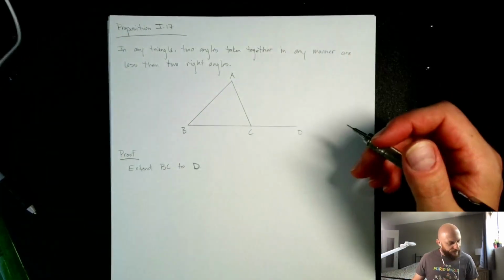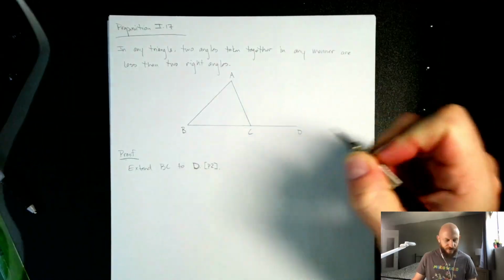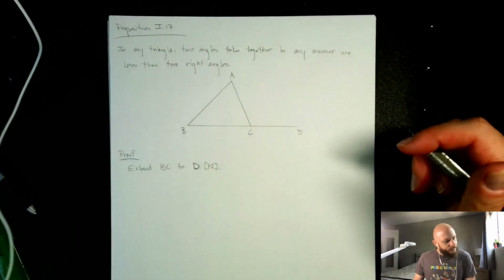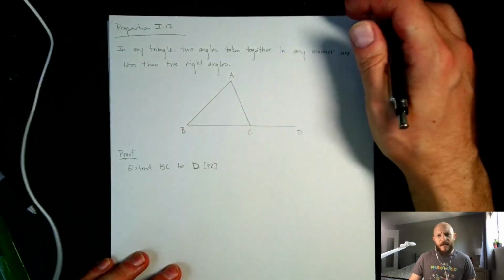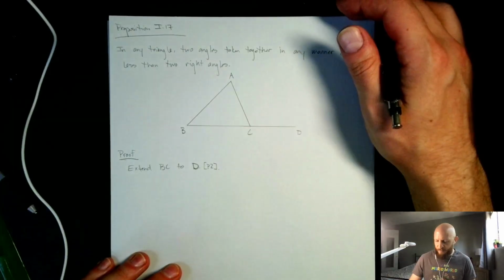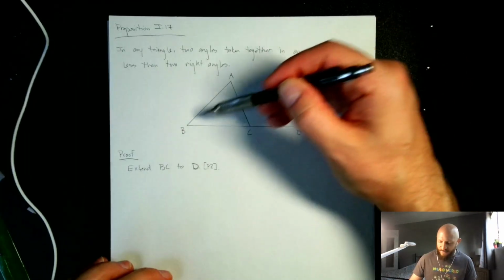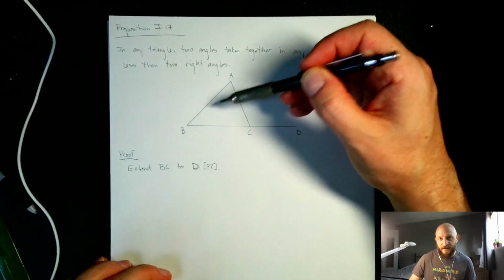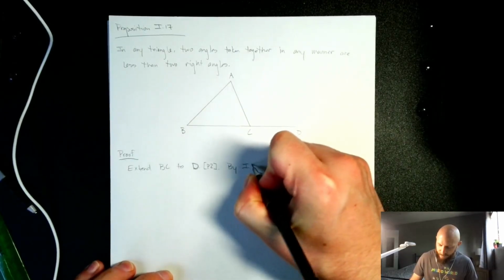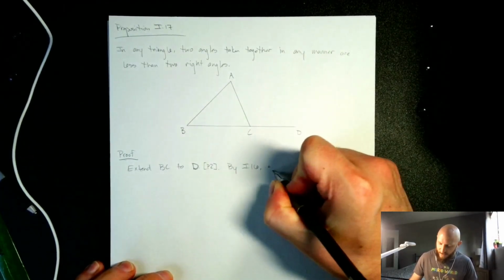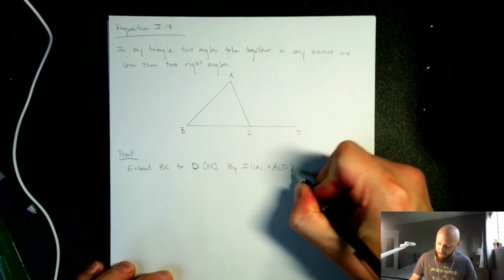If you want to justify that, it is postulate 2 that allows us to do that. Just make any line longer. That's what postulate 2 says, that's always legal. Now we've created this new angle, ACD, and our last proposition told us that this angle, ACD, is greater than either of the interior and opposite angles. In particular, it's greater than angle ABC. So by proposition 16, we know that angle ACD, which is this external angle, is greater than, specifically, angle ABC.